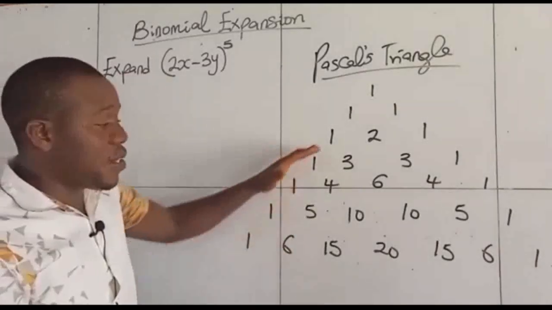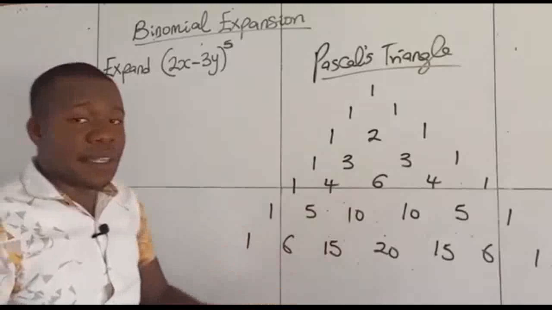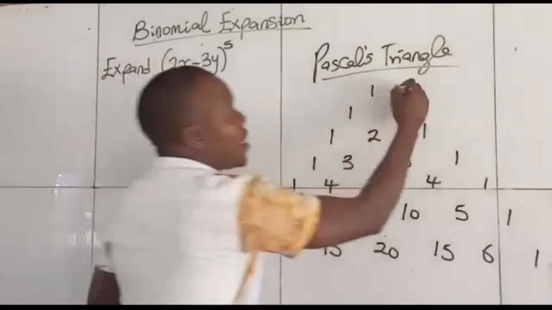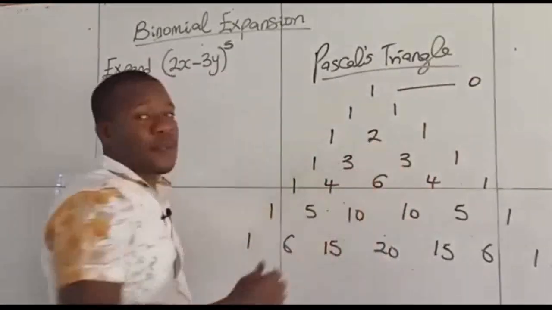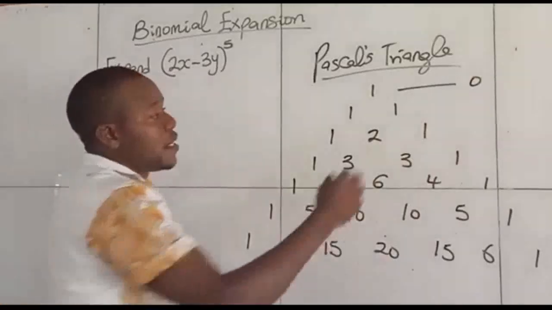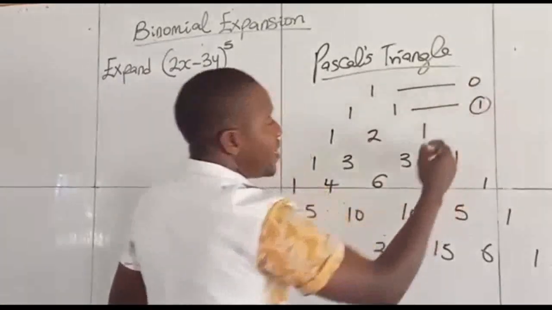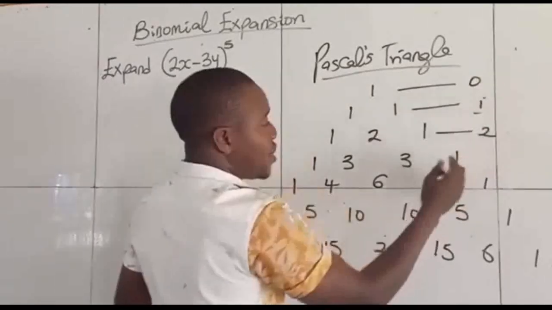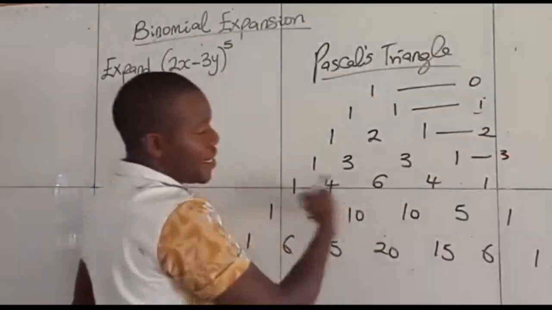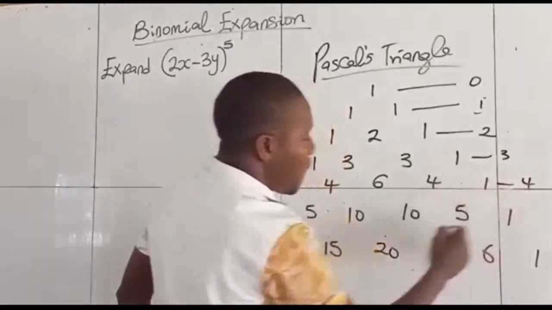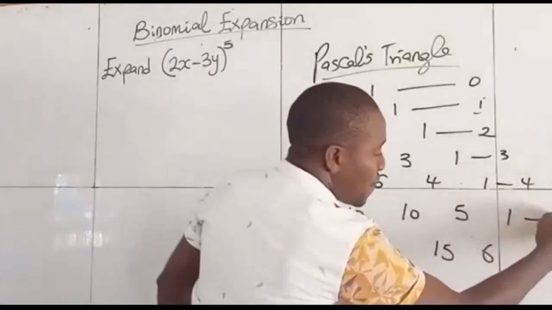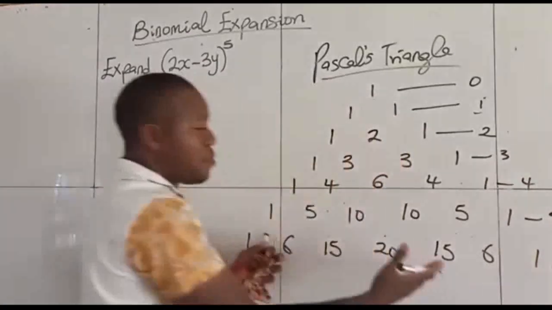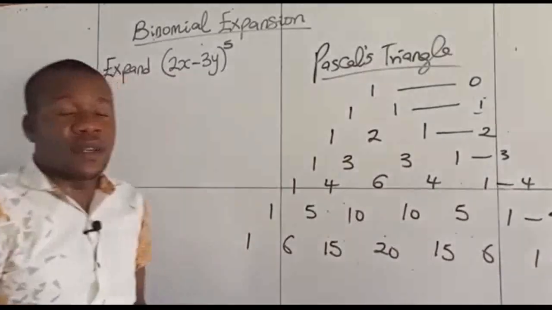These numbers are the coefficients of the expansion depending on the powers. So the first one is that of the exponent of 0, the power of 0. The next one is the power of 1. The next one is the coefficient of the power of 2. The next is the coefficient of the power of 3. The next is the coefficient of the power of 4. And this is the coefficient of the power of 5, then the power of 6. We can continue building the triangle depending on what we are looking out for.